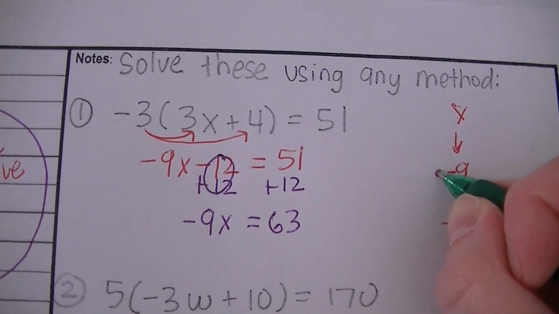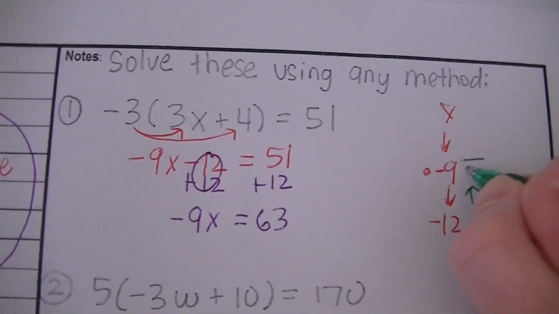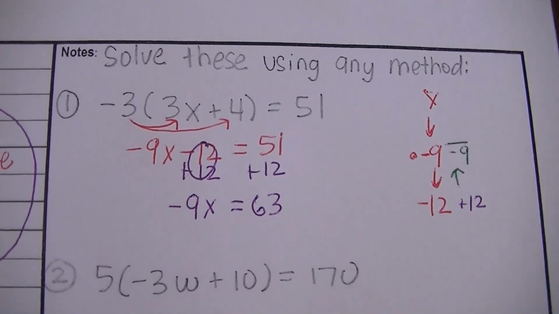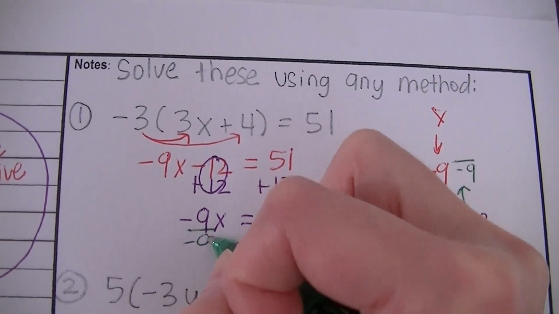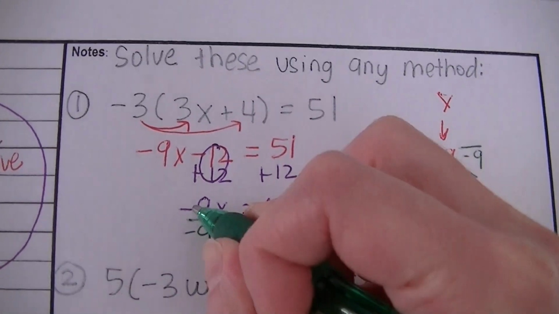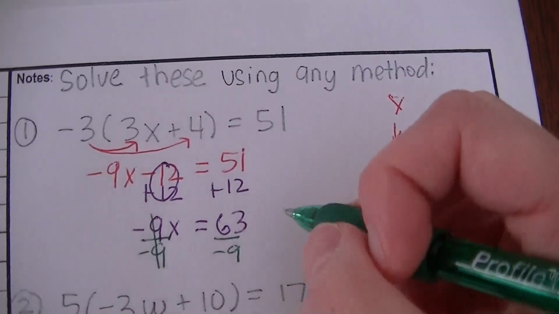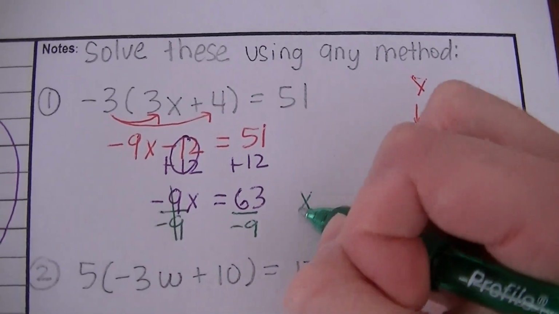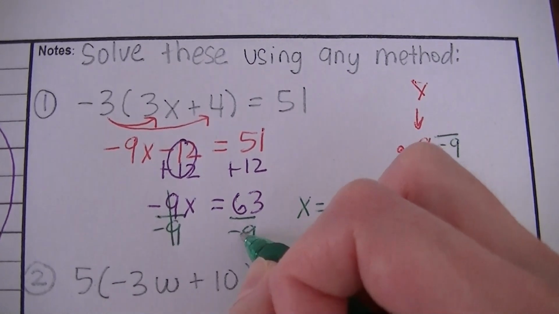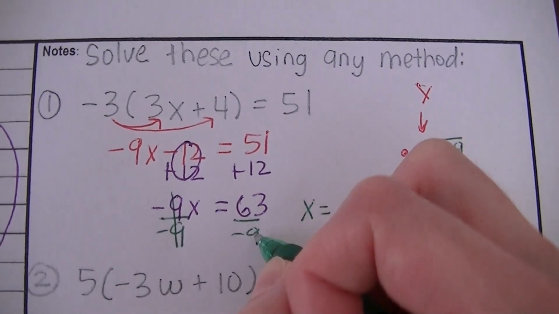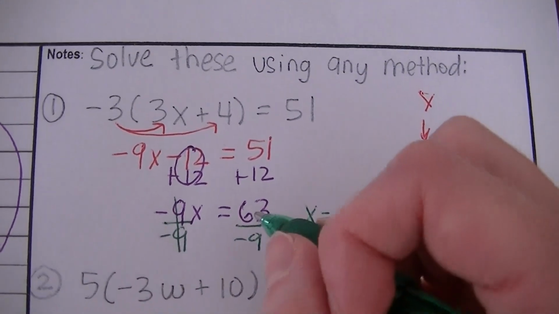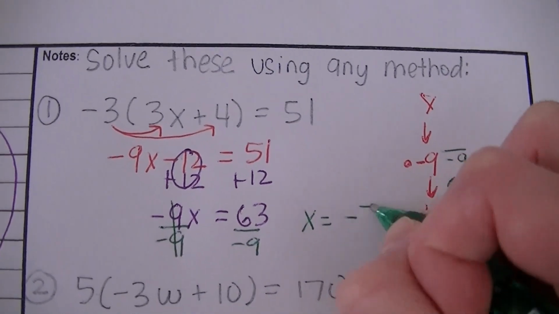The inverse operation of times by negative 9 is to divide by negative 9. And now go ahead and do that to both sides of that equal sign. Negative 9 divided by negative 9 is 1. 1 times x is x. And I'm going to just write it over here so I have room. And then 63 divided by negative 9. Well, a positive divided by a negative is a negative. So 63 divided by negative 9 is negative 7.